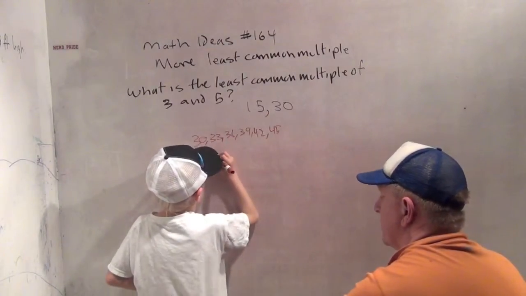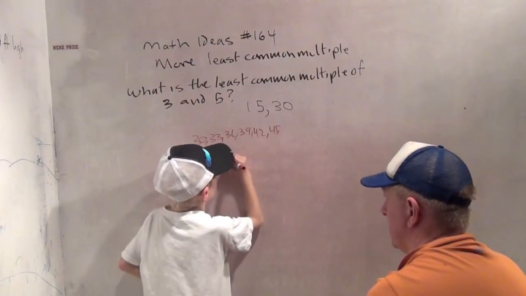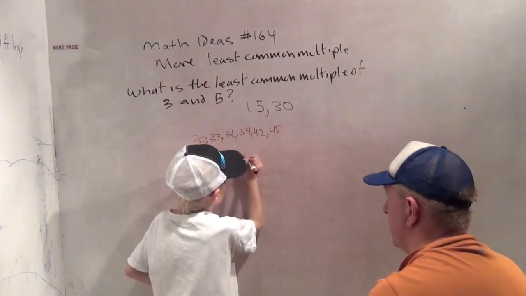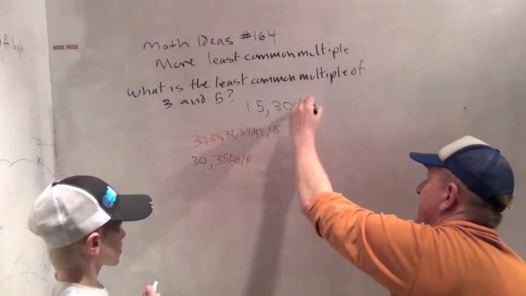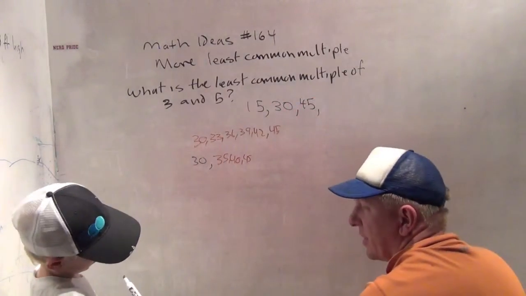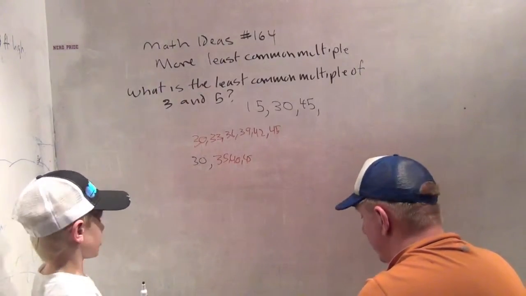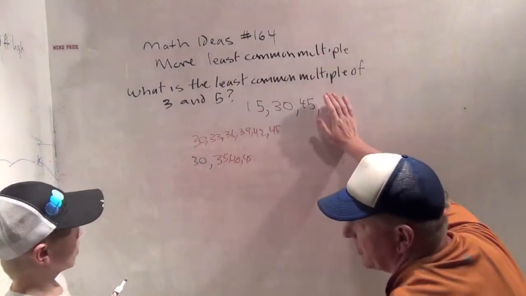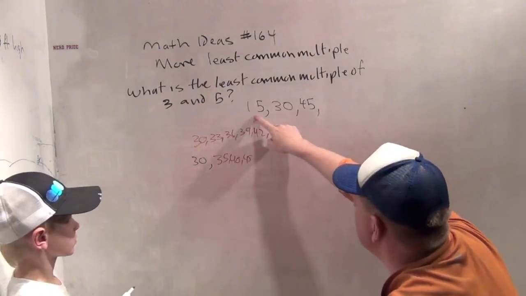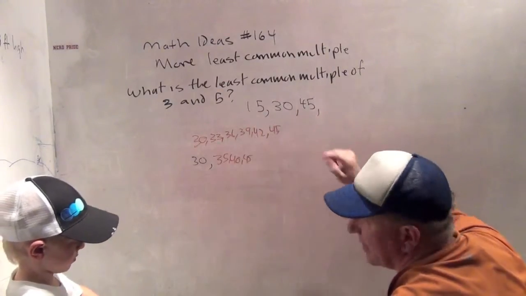30, 35, 40, and 45. Huh, so the next multiple is 45, which means the next one after that is probably going to be 60. Yeah, so the way you find the numbers that are the common multiples is you find the least common multiple first, and then you start counting by that.